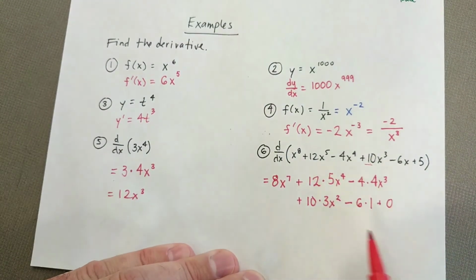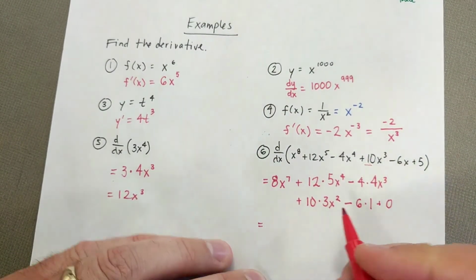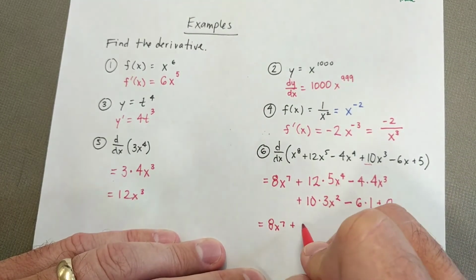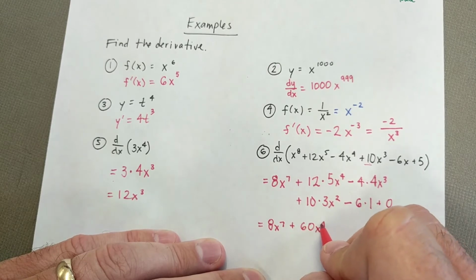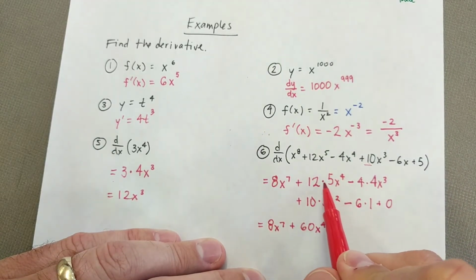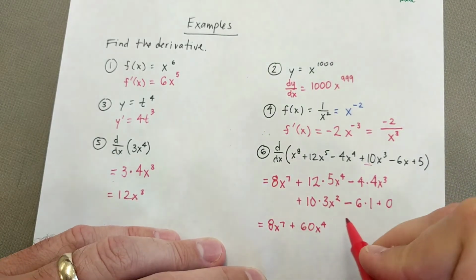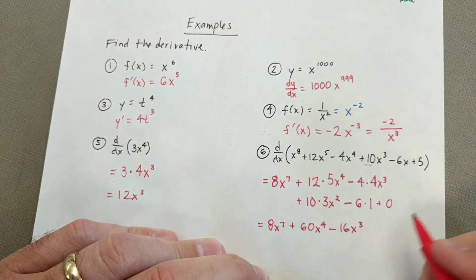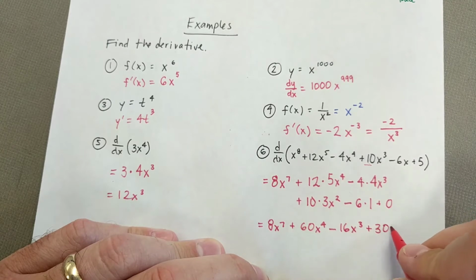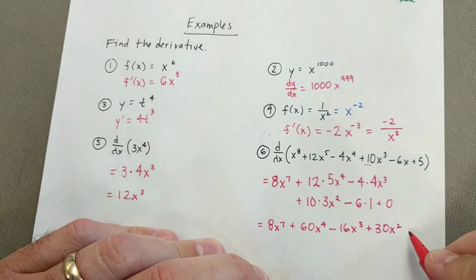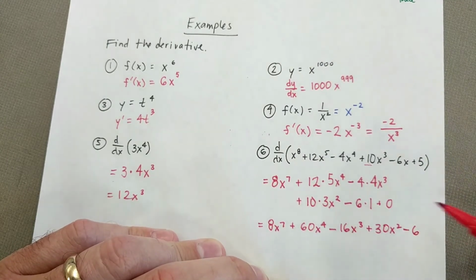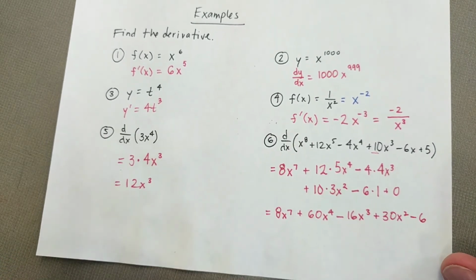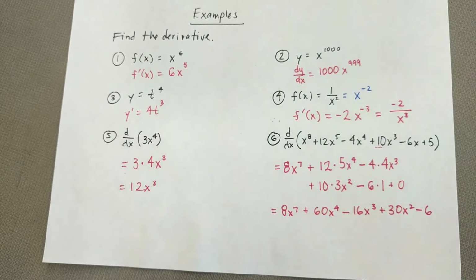All right, so let me simplify this, and now I've got the derivative there. So 8x to the 7th plus 60x to the 4th, right? 12 times 5 is 60, plus... yeah, okay. Minus 16x to the 3rd plus 30x squared minus 6. And you don't need to write the plus 0 because it's not necessary. Okay, so there you go.